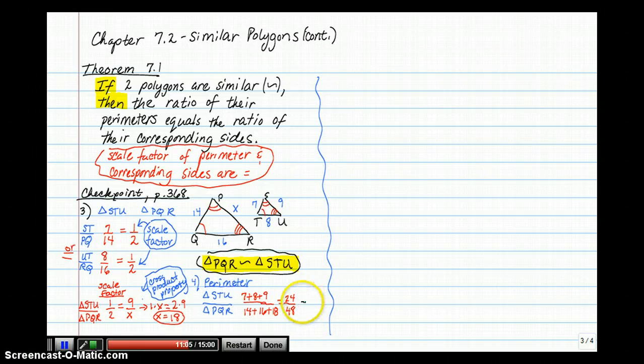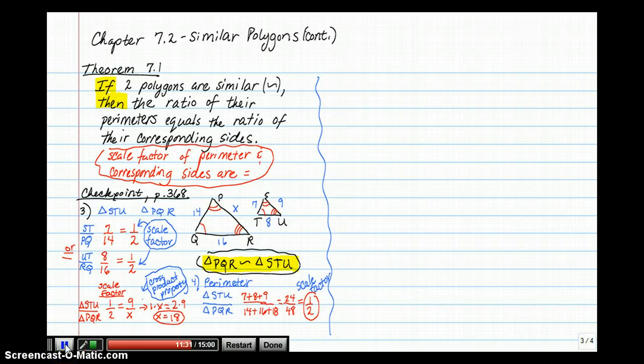We know that 24 and 48 are divisible by 24. 24 divided by 24 is 1. 48 divided by 24 is 2. So we can see that the scale factor for the corresponding sides is the same scale factor for the perimeter. So we've actually proven that with our figure.